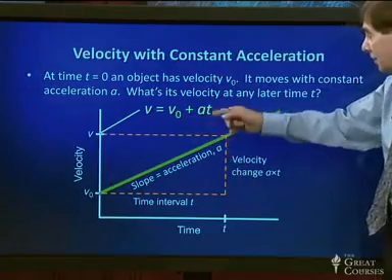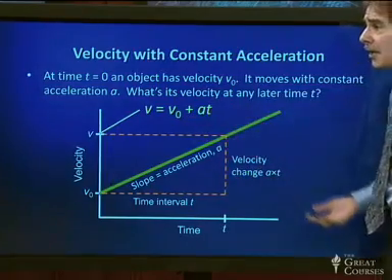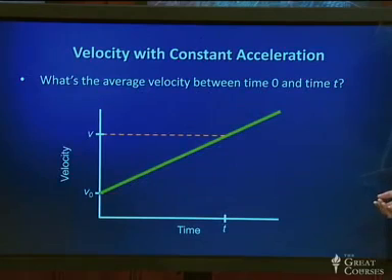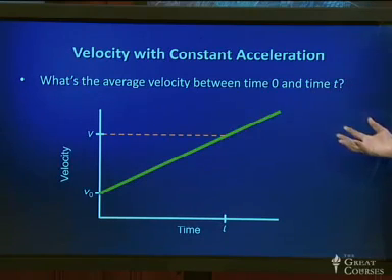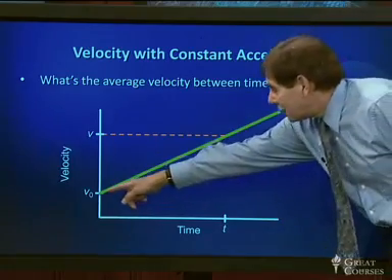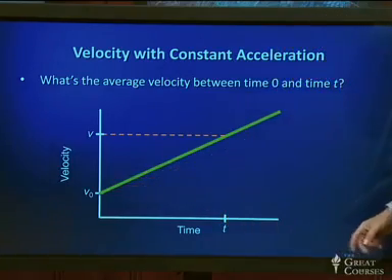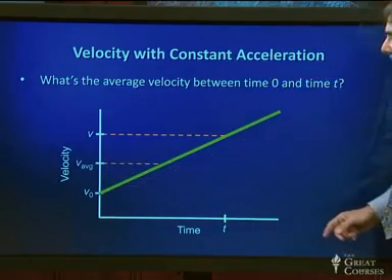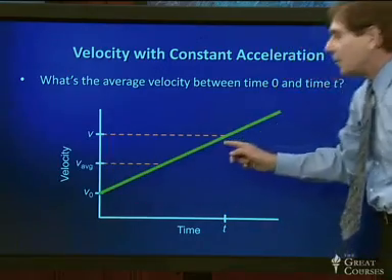It's the starting velocity plus this change in velocity caused by the constant acceleration. Let me ask another question now. What's the average velocity of this object between time 0 and time t? Well, I think you can see in this case the average velocity is halfway in between the two.